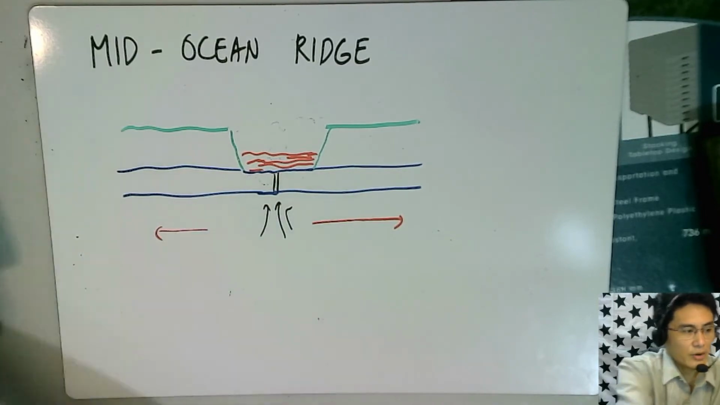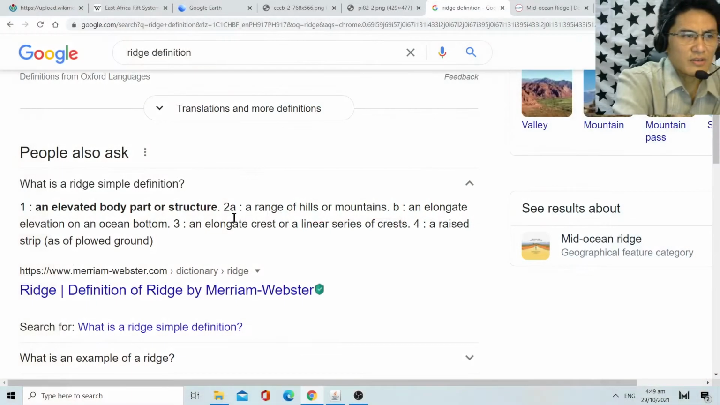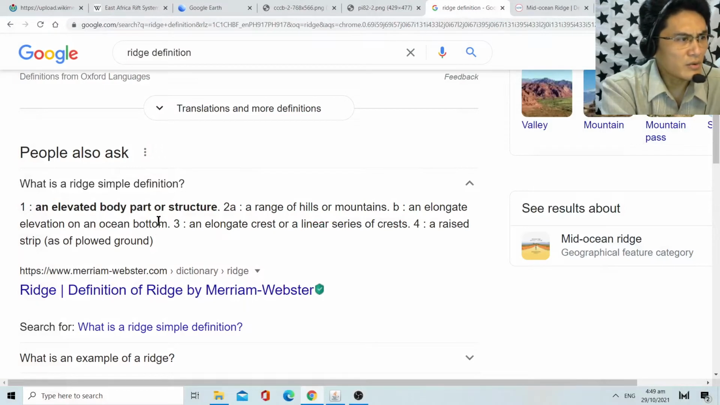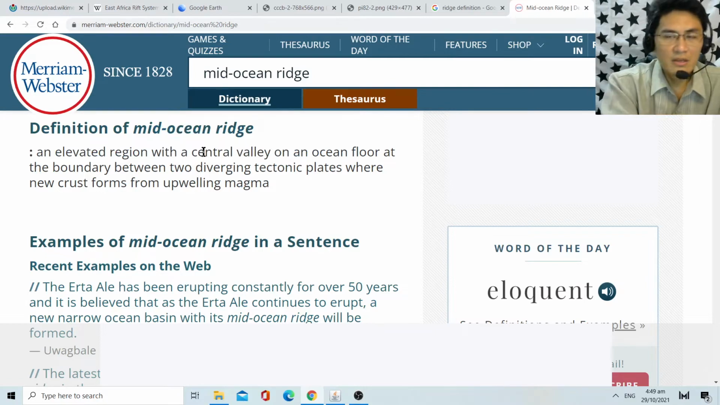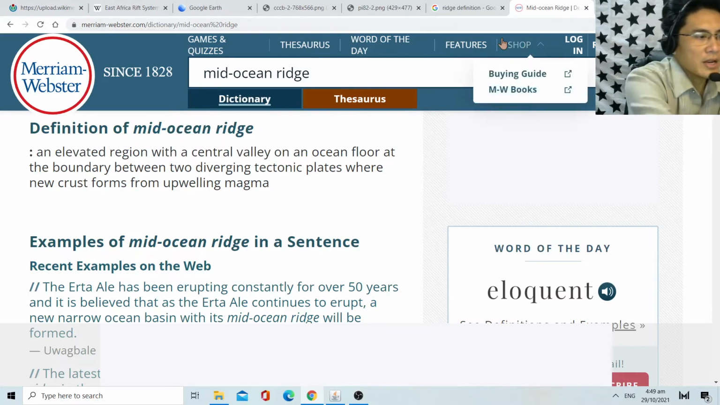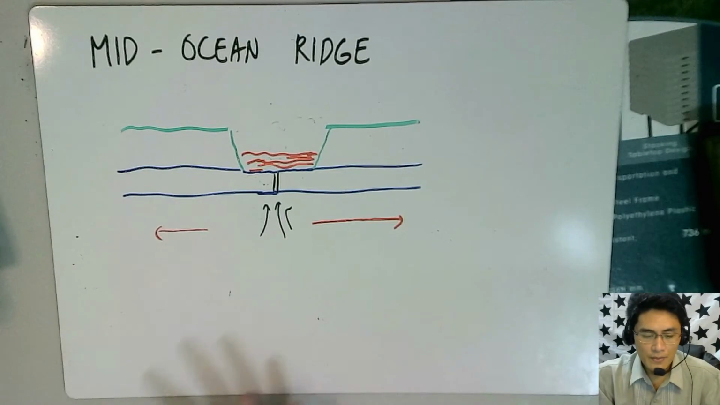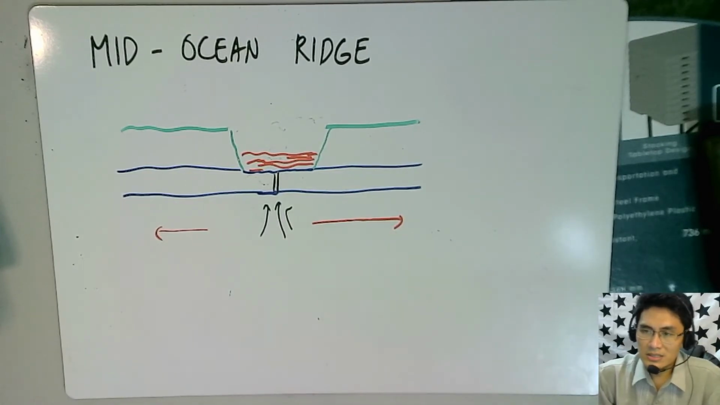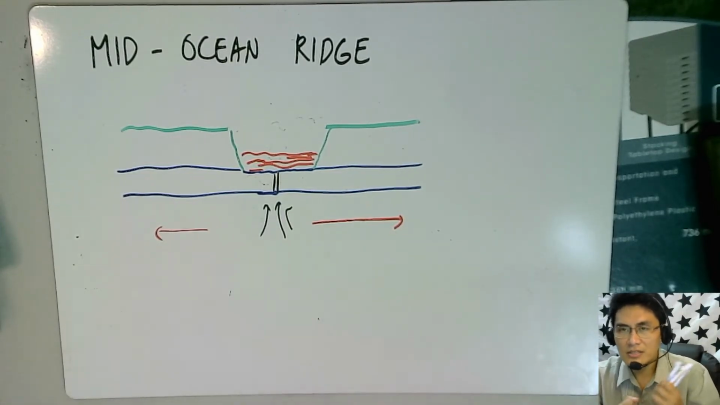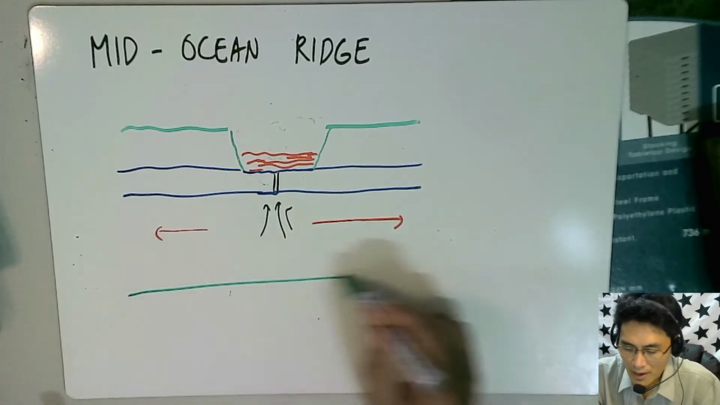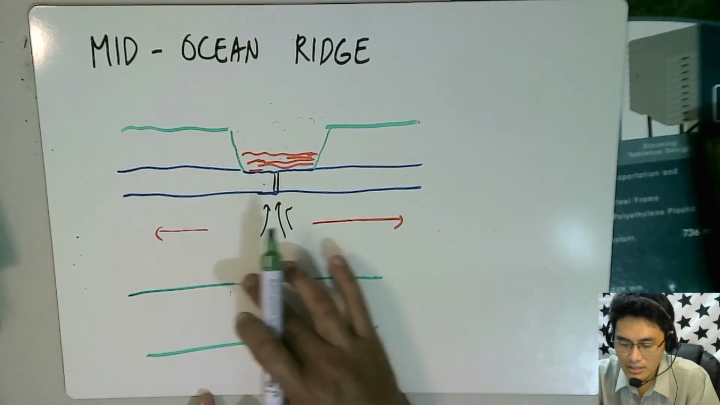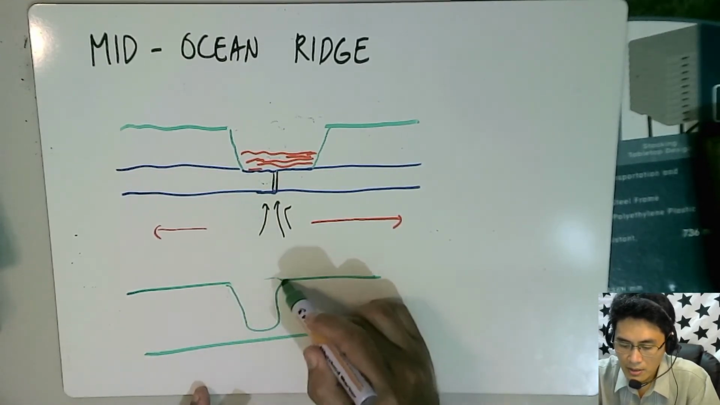So I want to illustrate a point here, and the point is, what was the definition of a mid-ocean ridge? Well, a ridge is an elevated body part or structure, and again here you have a central valley. So there's a depression in the middle. So again, you have to be careful about this stuff because things change because of perspective, right?